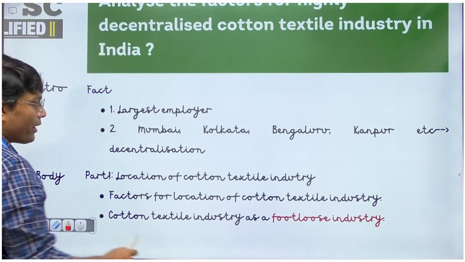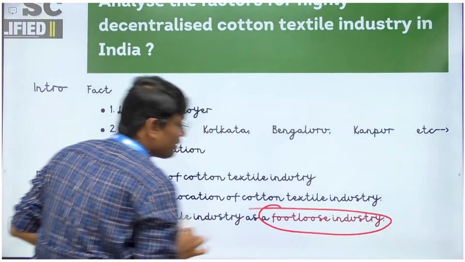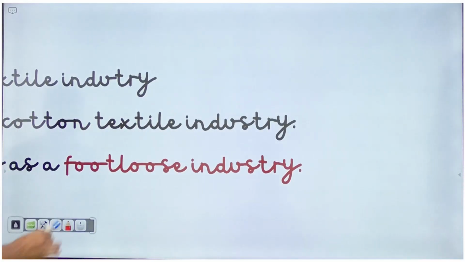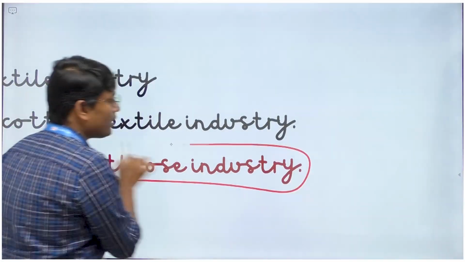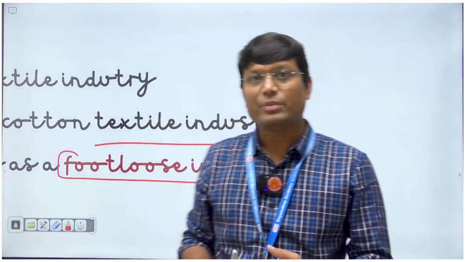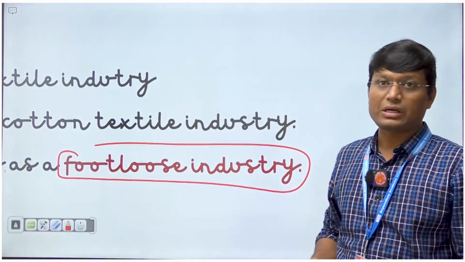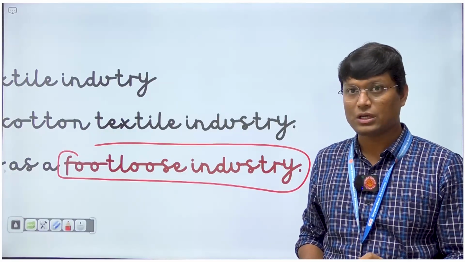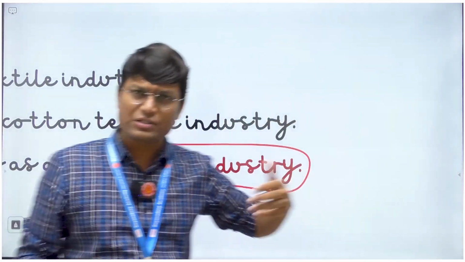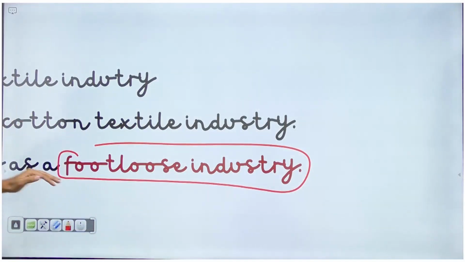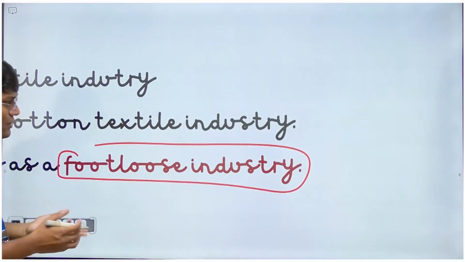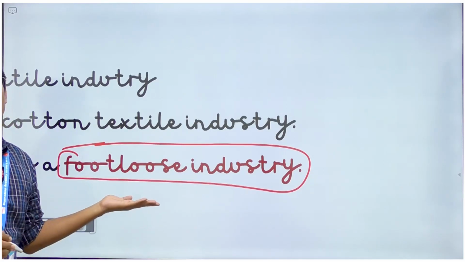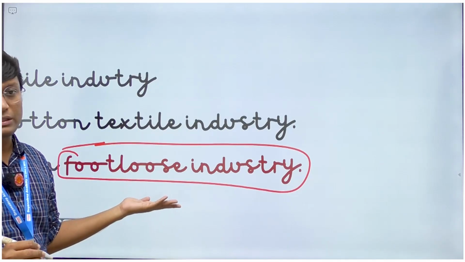There is one more point which I need to mention. I have highlighted it in red. You can see that cotton textile industry in today's day and age can be considered a footloose industry. This particular keyword is very much essential in your answer. Okay? So again, what is a footloose industry? One which can be set up anywhere. You do not need to define what a footloose industry is, but at least you are supposed to mention that cotton textile industry is a type of footloose industry.